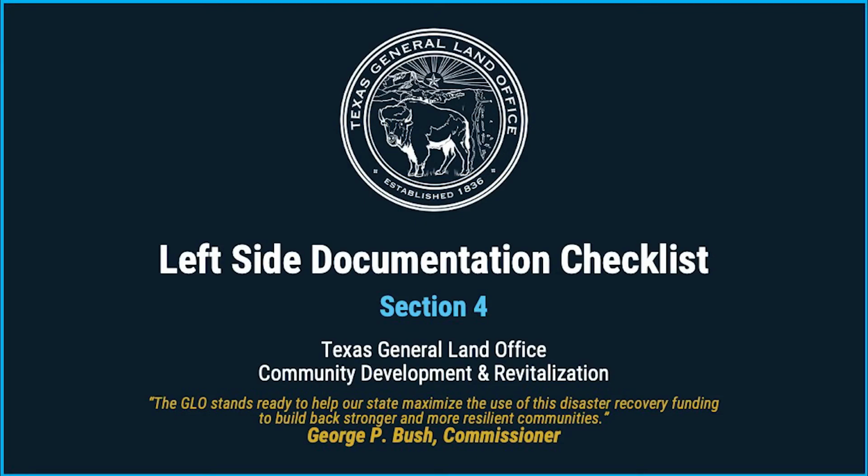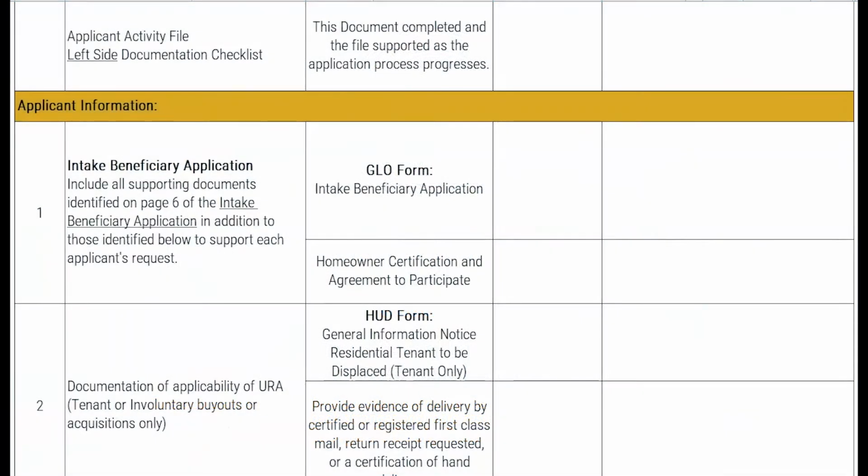Under the Applicant Information section, the first required document is the Intake Beneficiary Application. All applicants of voluntary buyout and acquisition programs must submit an Intake Beneficiary Application and have the application in their file. On the checklist, there are two rows of requirements for the Intake Beneficiary Application: the GLO form Intake Beneficiary Application and the Homeowner Certification and Agreement to Participate.